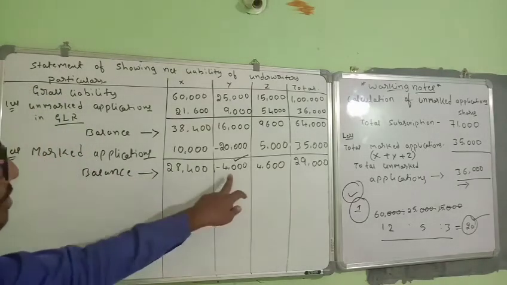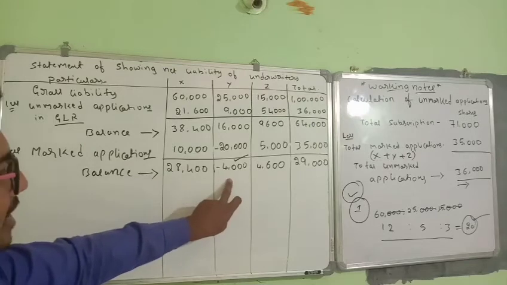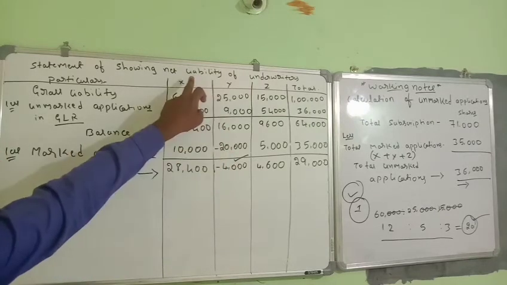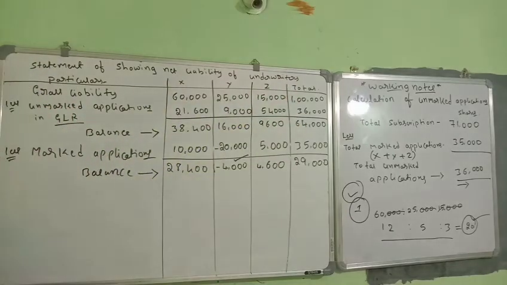Balance one to surplus of Y, distribute to the remaining partners. Y's surplus, the negative balance, is nothing but surplus. So in 4,000 surplus, distribute to the remaining X and Z in the gross liability ratio.